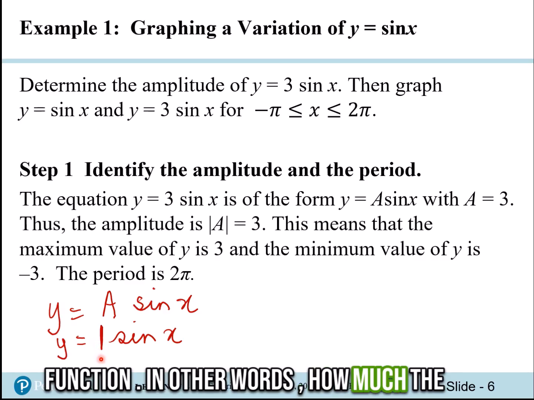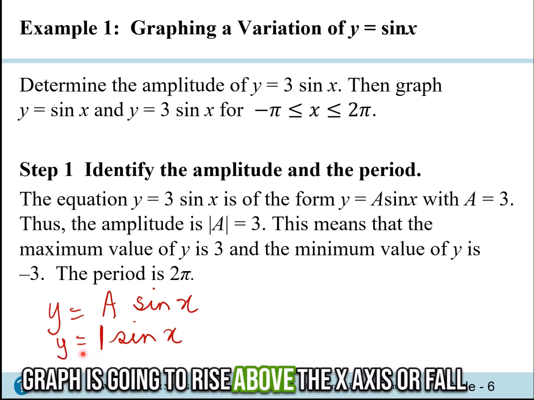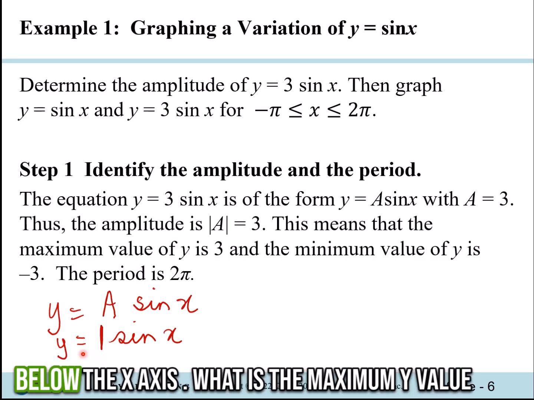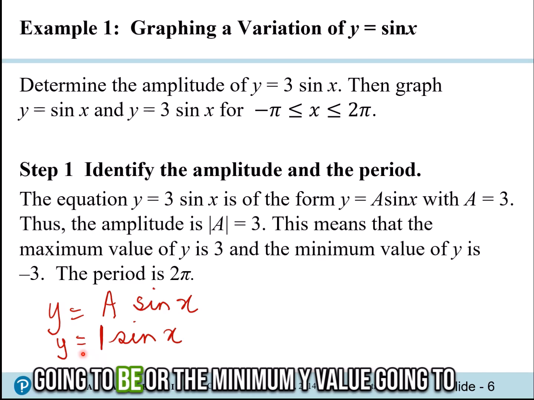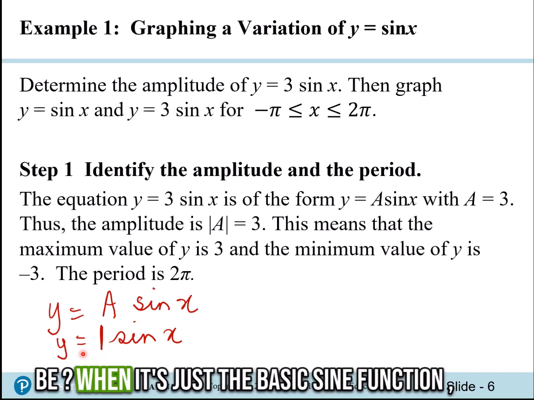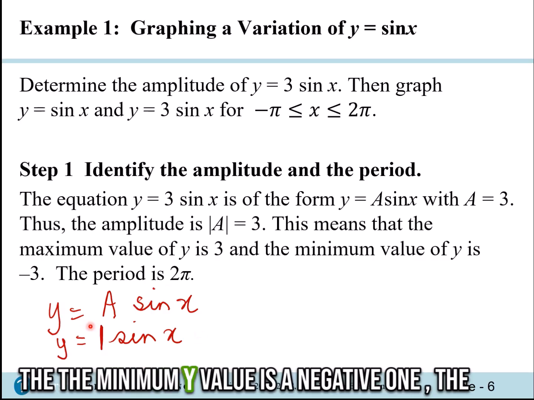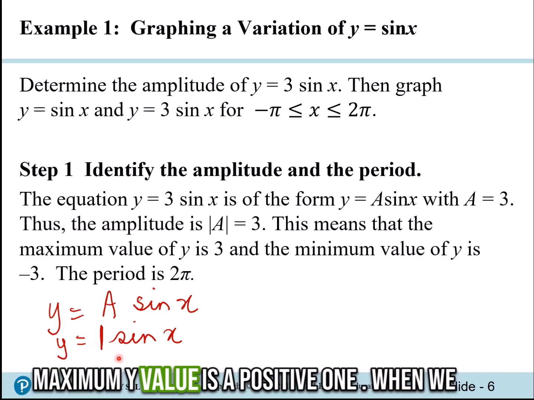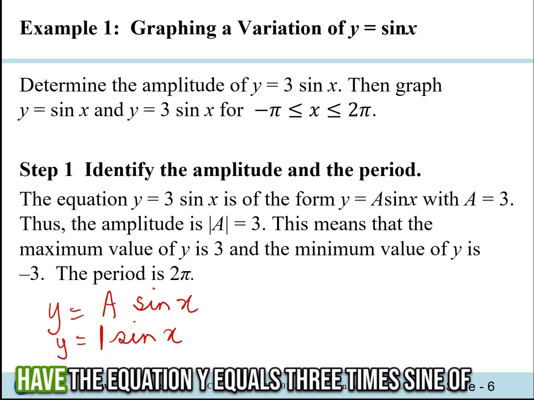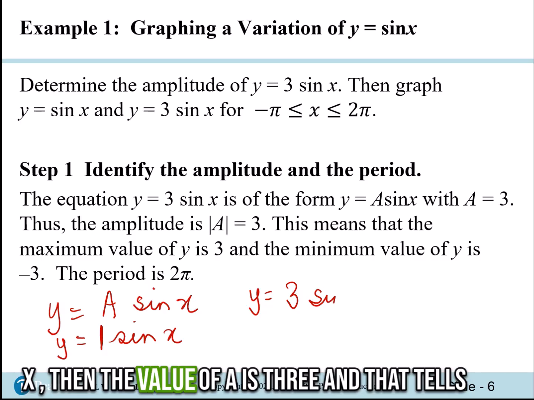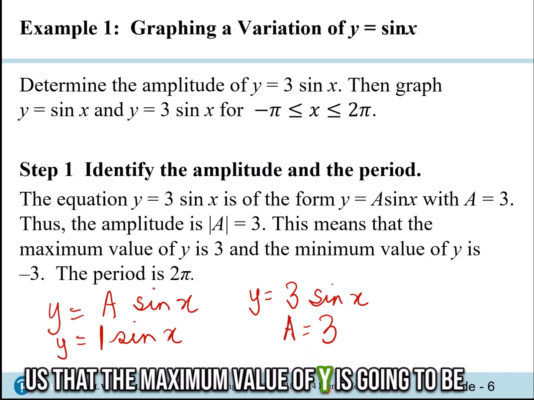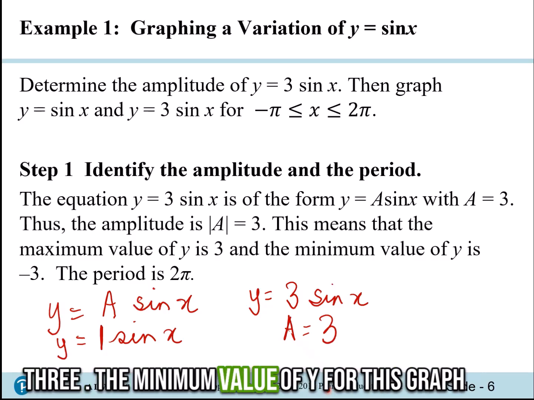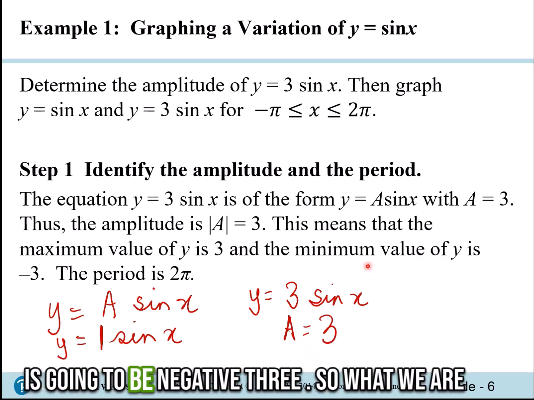In other words, how much the graph is going to rise above the x-axis or fall below the x-axis. What is the maximum y value going to be, or the minimum y value going to be? When it's the basic sine function, the minimum y value is -1, the maximum y value is +1. When we have the equation y equals 3 times sine of x, then the value of a is 3, and that tells us that the maximum value of y is going to be 3. The minimum value of y for this graph is going to be negative 3.